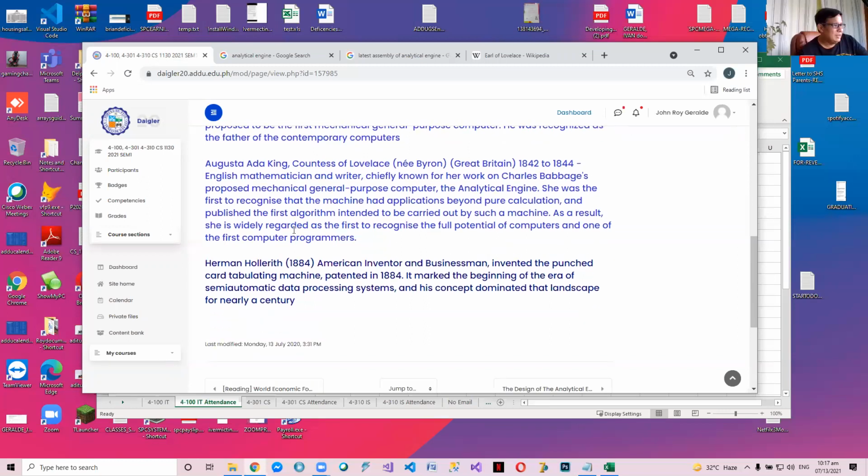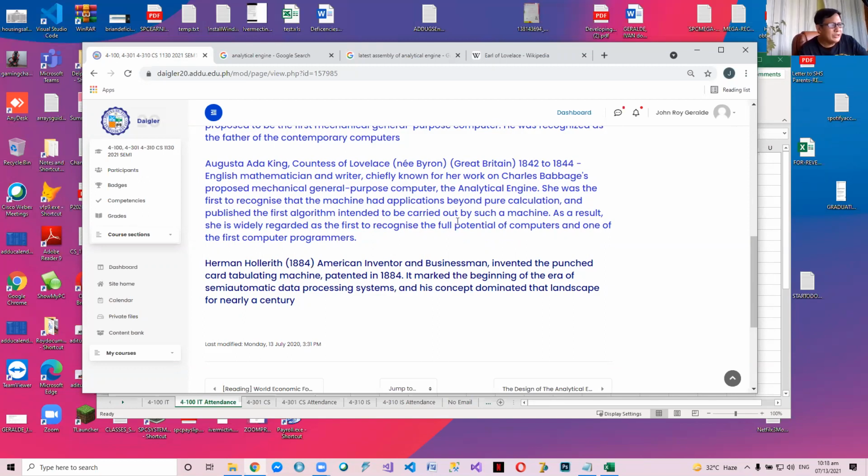So now later in 1884 in the US, an invention patterned after the Jacquard's loom was developed by Herman Hollerith. Why is this? Because the US became independent during the late 1700s, and almost a century after that, people were migrating to the US, and the American government needed to make a formal census of its citizens.